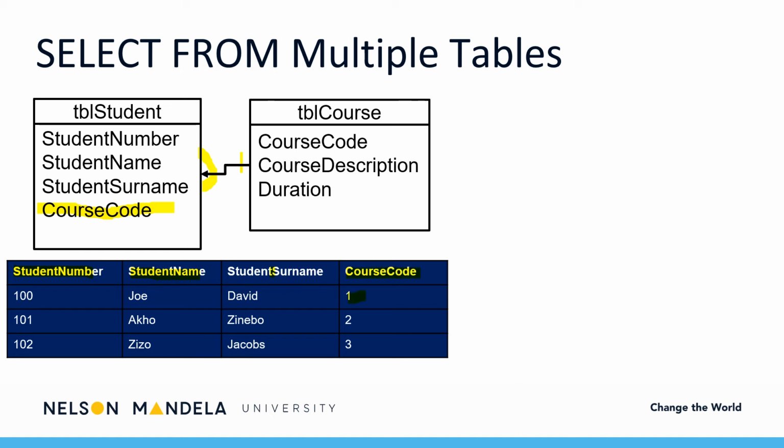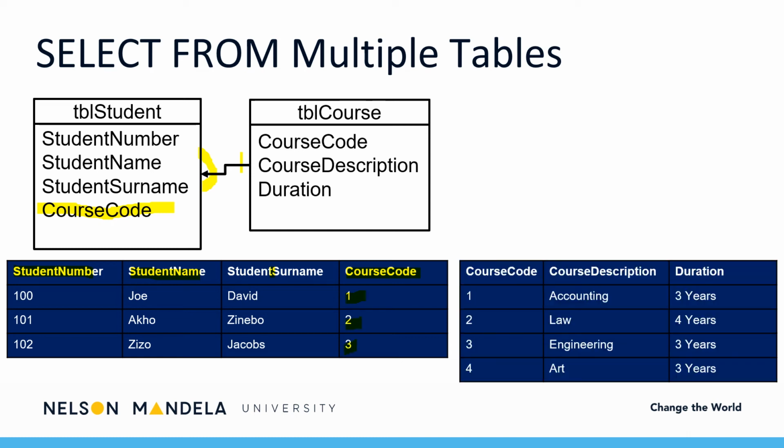Now the courses over here, you're going to have a course code which is 1, 2, and 3. And then from the course table, you're going to have your course codes, course description, and the duration. So here's the data. Course code 1, accounting, and then 3 years, and then the list goes on. So when you're adding, you're going to find that course 1 is accounting, course 2 is law, and course 3 is engineering.